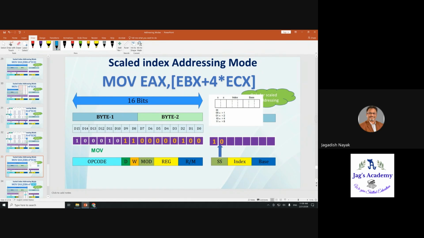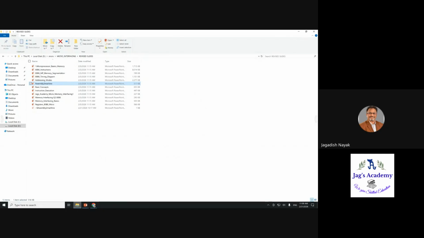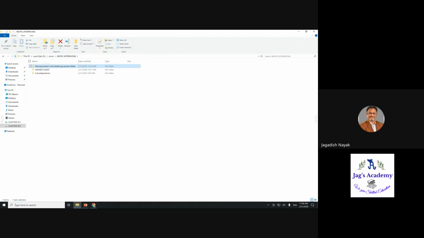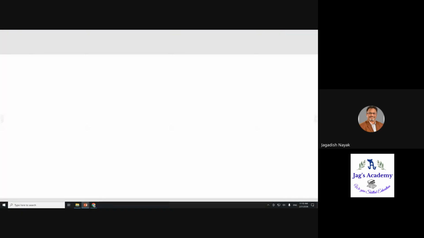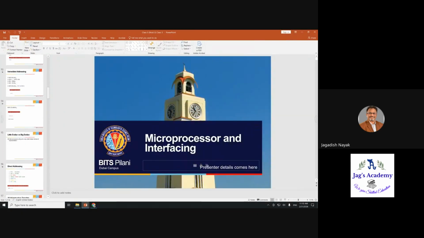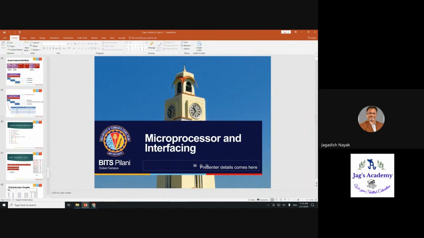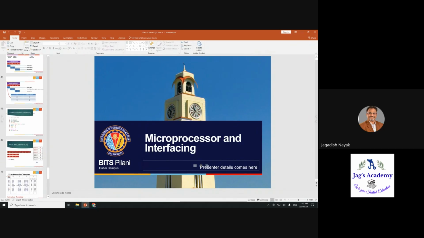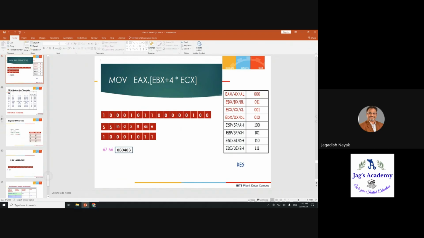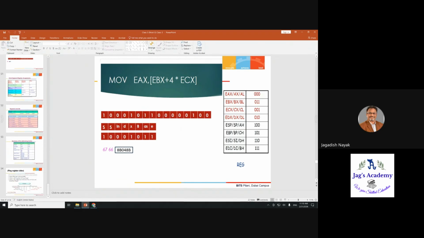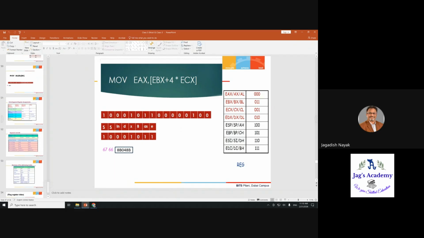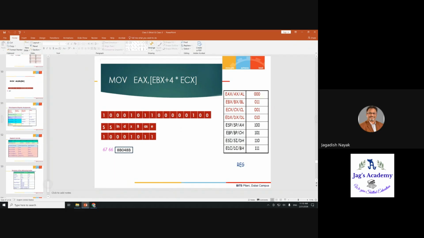The syllabus for the quiz is till addressing mode. See, these are the slides which we have given you, till here: class 1, class 2, class 3. This is what addressing modes are. Whatever is there in the slide, I have taught you. Scaled index, I will take in the class. Then I will take the flag register also.